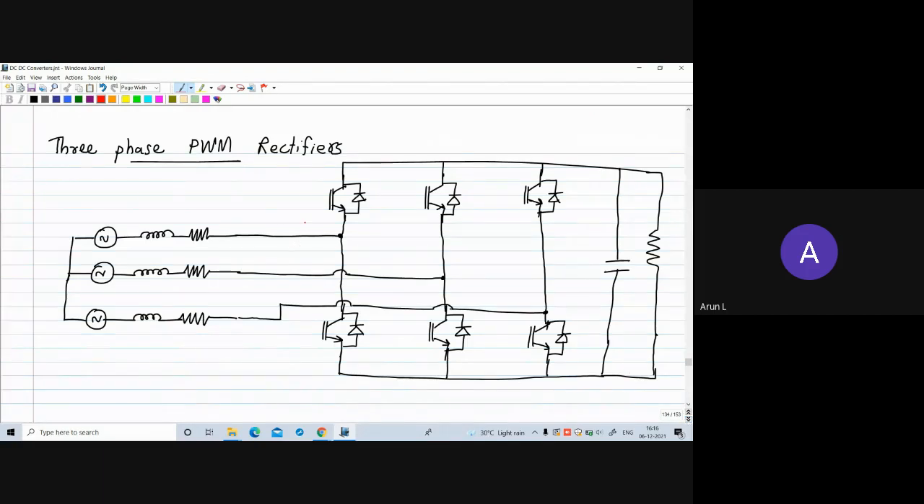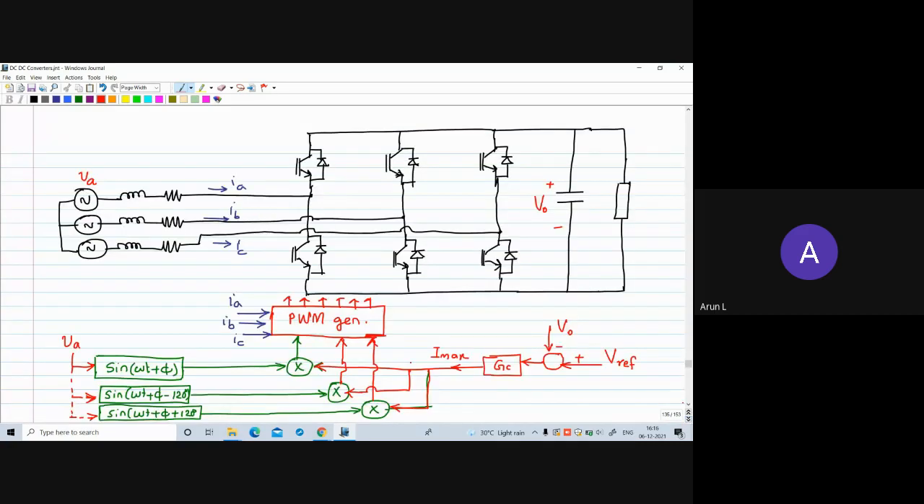So in higher power levels, we use 3-phase PWM rectifiers. In a 3-phase PWM rectifier, the circuit diagram is the same as a voltage source inverter, but here the power flow is in the opposite direction. Here it is from AC to DC side. So this circuit we have already seen, but here instead of a DC link, you have a DC load, and here you have an AC source. So the power is flowing from AC to DC, and by properly switching the switches, we can control this AC side current to be at UPF. So there are several control mechanisms.